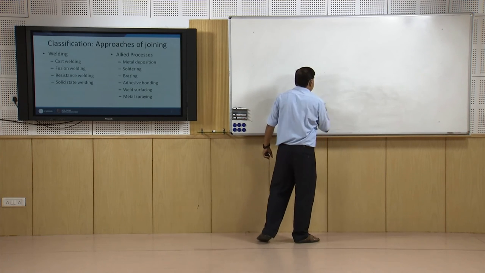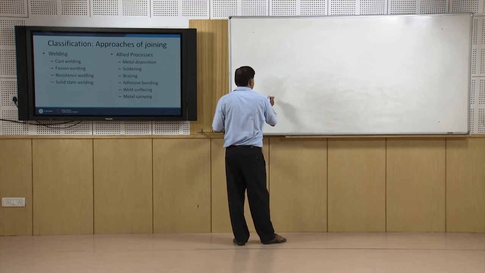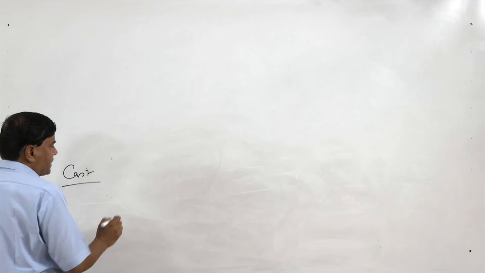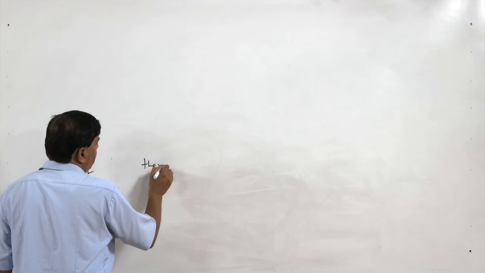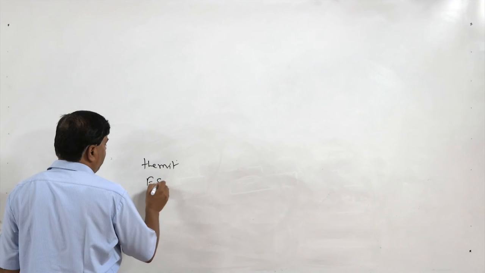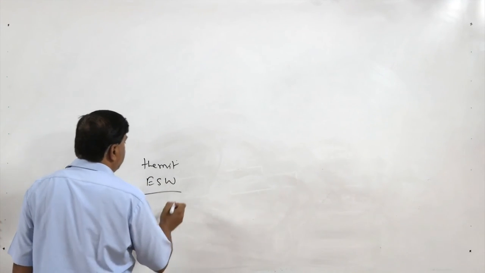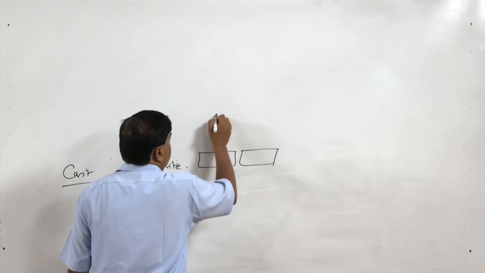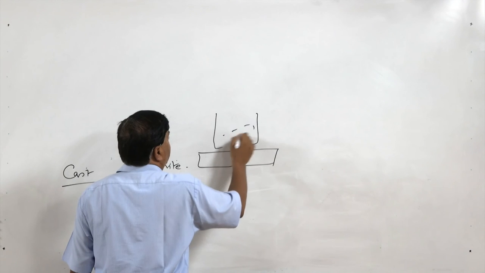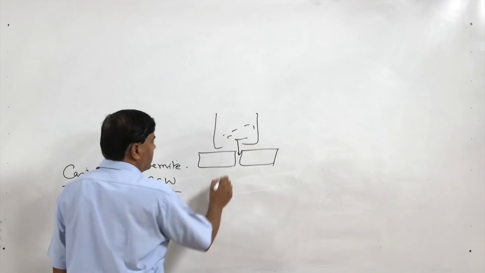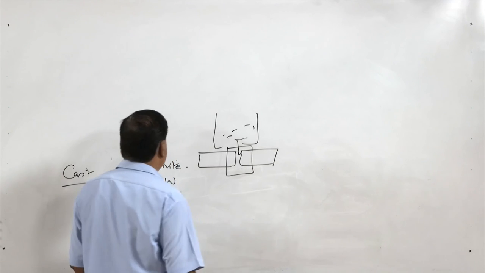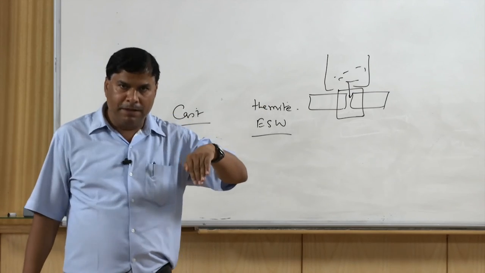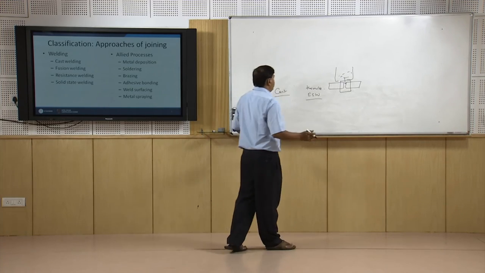That classification involves the use of cast weld processes. So welding processes like thermite welding and electroslag welding fall in this category. In thermite welding, basically between the components to be joined, the molten metal is prepared outside and then it is fed between the faying surfaces. So this is typical of processes where, just like in casting, the molten metal is prepared outside and then put into the mold for developing the weld joint.